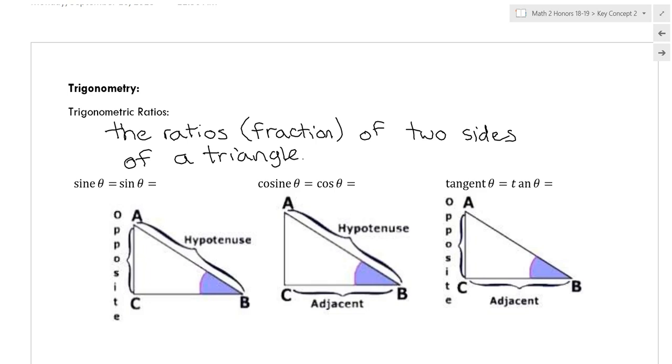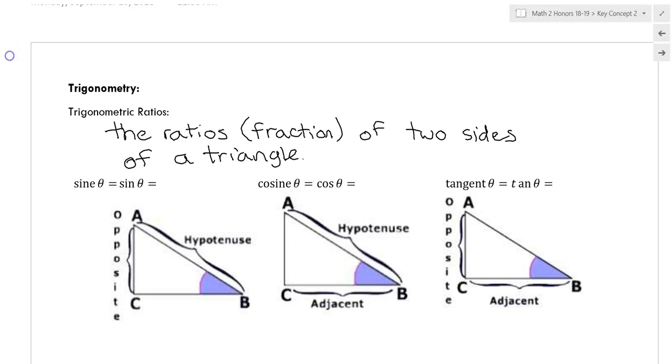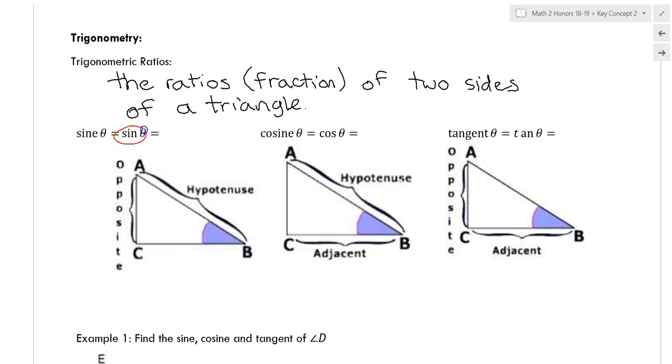So if you look at our first one, these are just definitions now. We have three trig ratios. The first one is pronounced sine. It's abbreviated as SIN, so sine of theta. That's how this is pronounced.